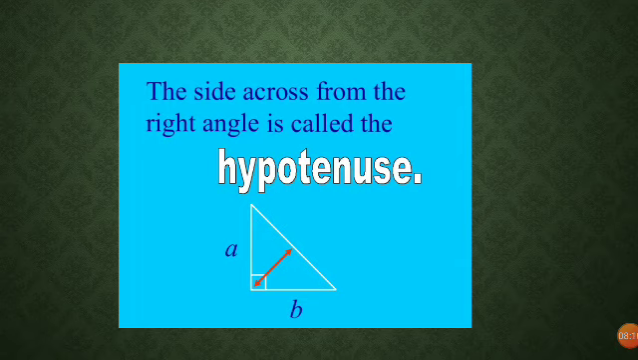Then two sides and another one side is a hypotenuse. The opposite side is the hypotenuse. A and B are the two sides. Then the other side is the hypotenuse. The side across from the right angle is called the hypotenuse.